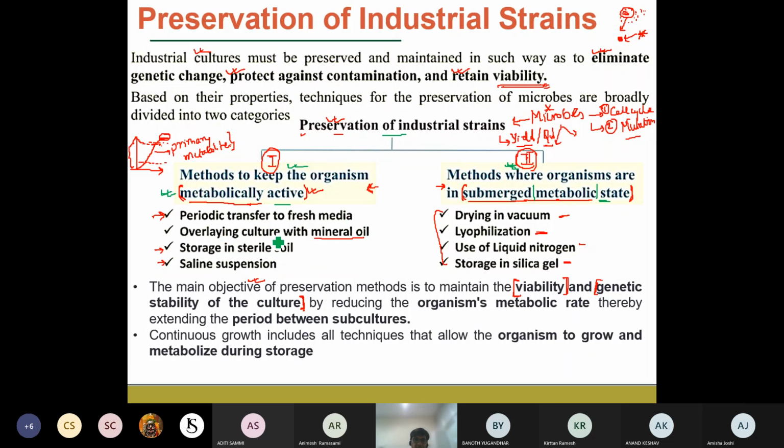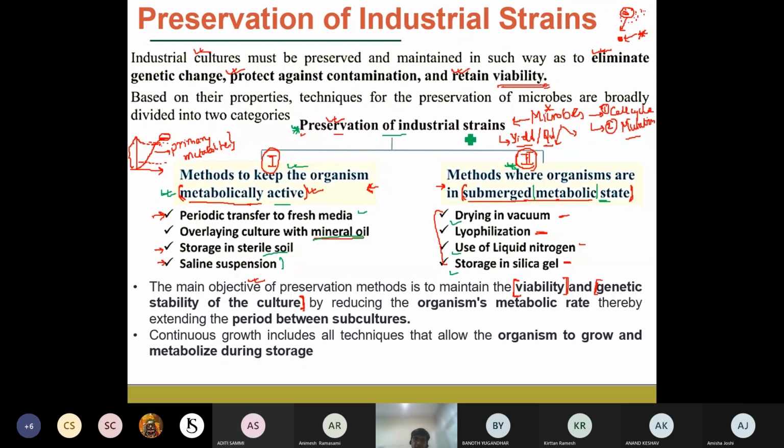Under this category, we have seen periodic transfer to fresh media, overlaying the cells with mineral oil, or using saline suspensions or sterile soil and so on. In the second case, we go for drying of the cells in vacuum, lyophilization, use of liquid nitrogen and storage in silica gel. And why is preservation necessary? We have seen that it helps to protect against contamination, eliminate any genetic changes and retain viability.